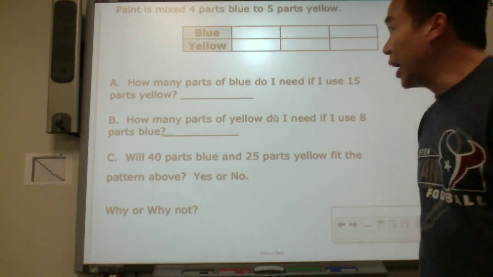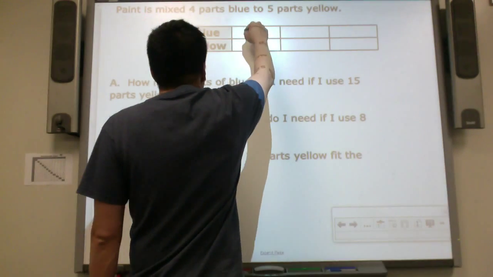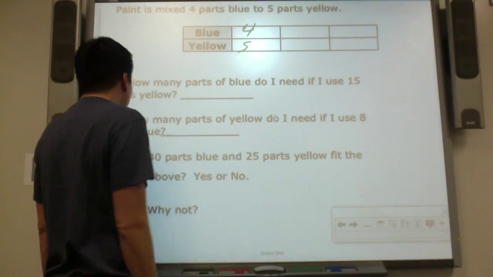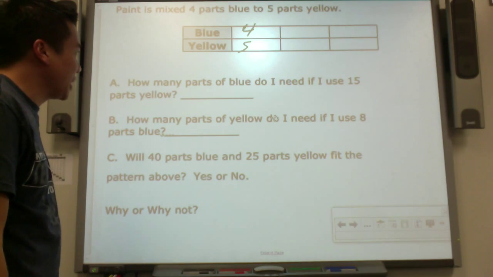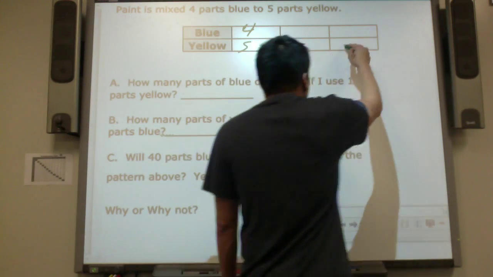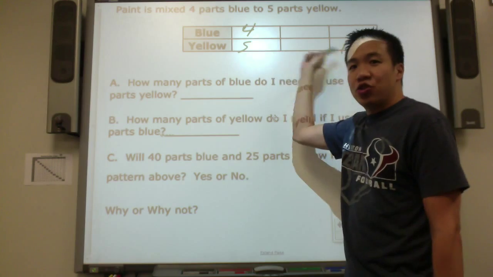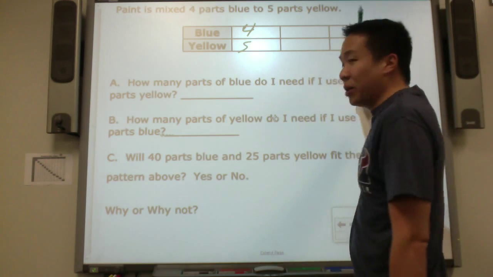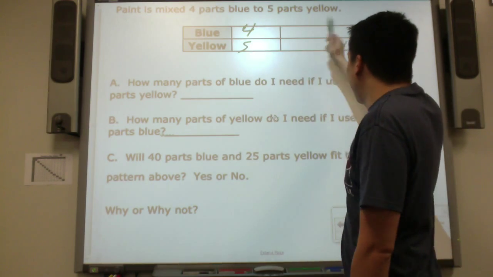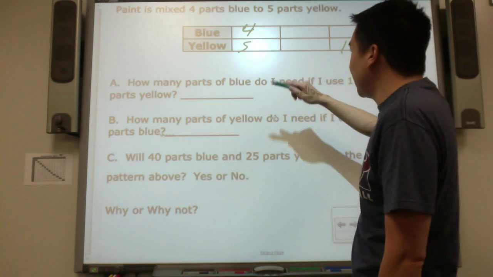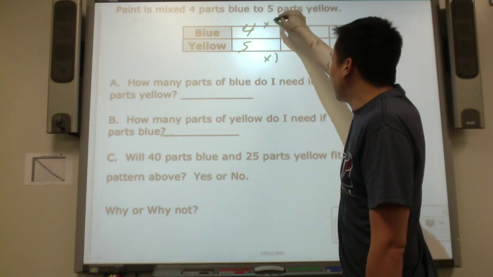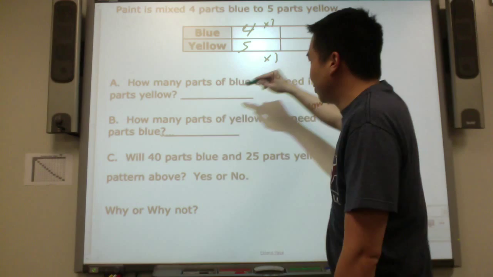So let's try an example. Paint is mixed 4-part blue to 5-part yellow. How many parts of blue do I need if I use 15-part yellow? So I want to make these 2 equivalent. What number should go here so that 4 to 5 is equivalent to blank over 15? I multiply by a scale factor of 3 and I get 12.